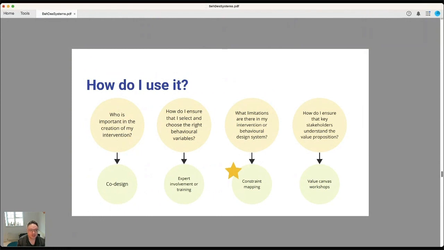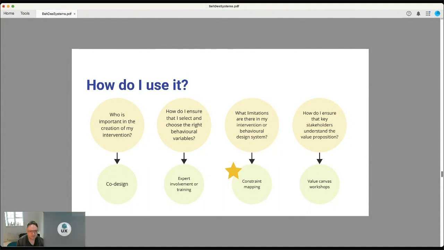So the first one is, who is important in the creation of my intervention? And I've simply put co-design. Now I know there's many flavors of co-design, different ways of doing it. There's participatory design, I can't say that properly. And there's all sorts of interesting ways of slicing and dicing this. So think about when you are doing health-related projects that co-design is a really powerful way, if it's done correctly, to help you build or think about your behavioral design system and the resulting output.